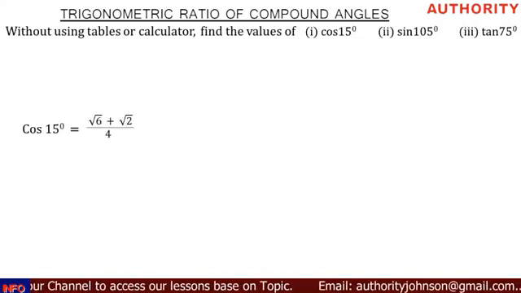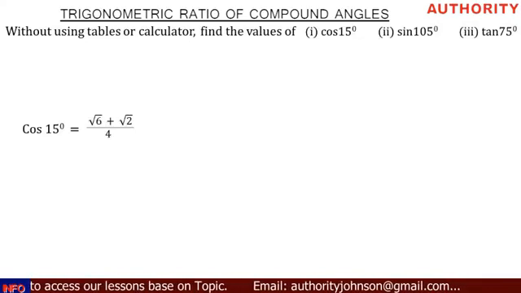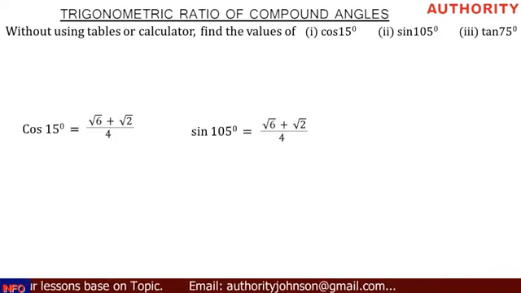And then when you search for sine 105 degrees, it's going to give you root 6 plus root 2 all over 4. You get it? Yes. So the question is, how is it being solved that this value is obtained? That is what we're going to do.